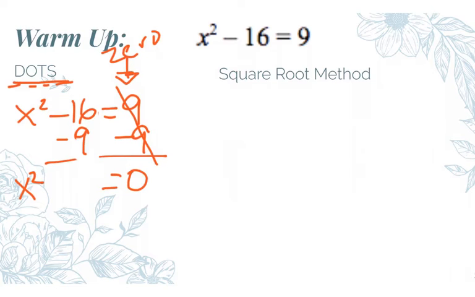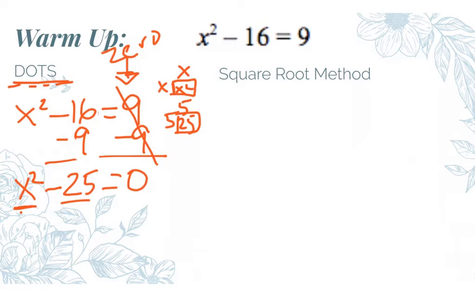Now, negative 16 minus 9, okay, they're both the same sign, so I'm going to add them and keep that minus sign. Okay, so now I've got x squared, which is a perfect square, right? I could say x and x is x squared. And 25 is a perfect square because 5 times 5. So I've got two perfect square terms with a difference in the middle of them. So that is where we can use difference of two squares.